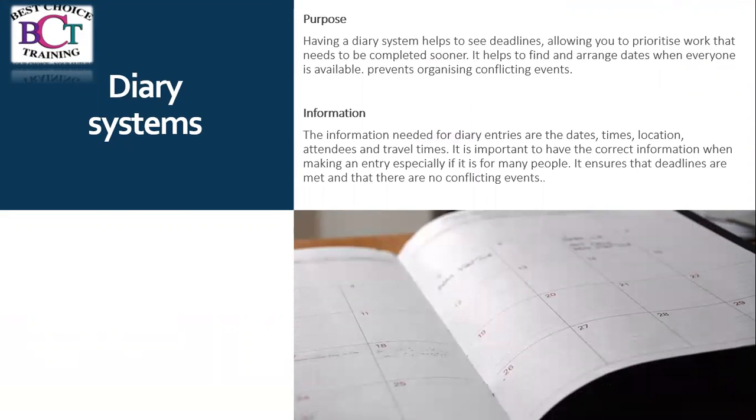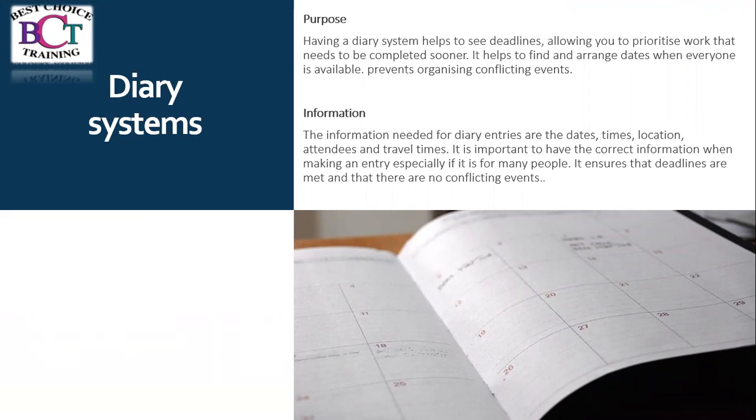Brilliant. So having a diary system helps to see deadlines, allowing you to prioritise work that needs to be completed sooner. It helps to find and arrange dates when everyone is available, and it prevents organising conflict events. So you don't want to book a meeting and somebody else has already booked in a meeting, for example. That's what we mean by conflict events.